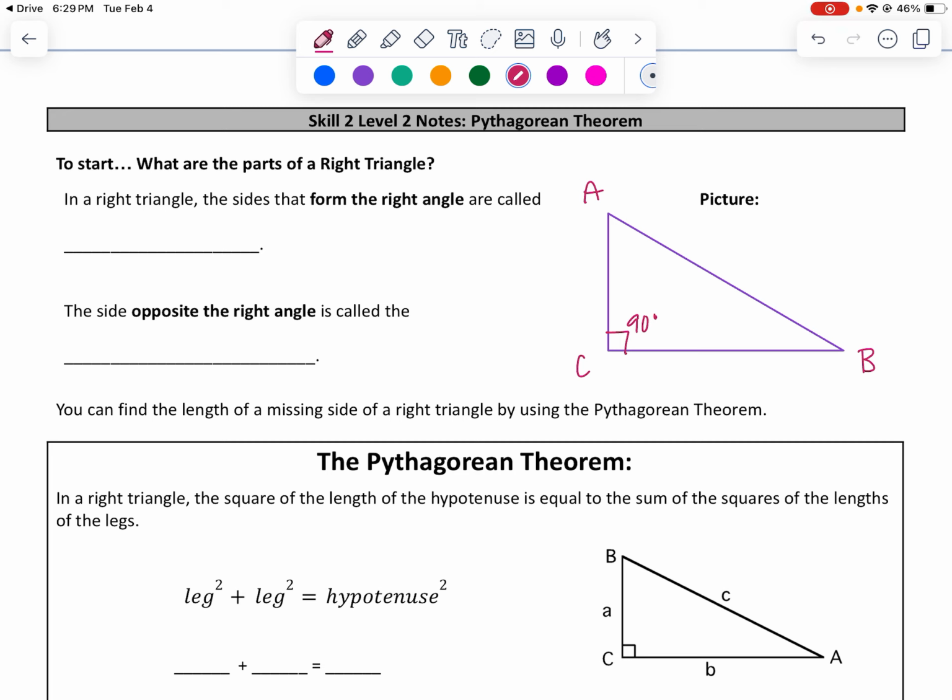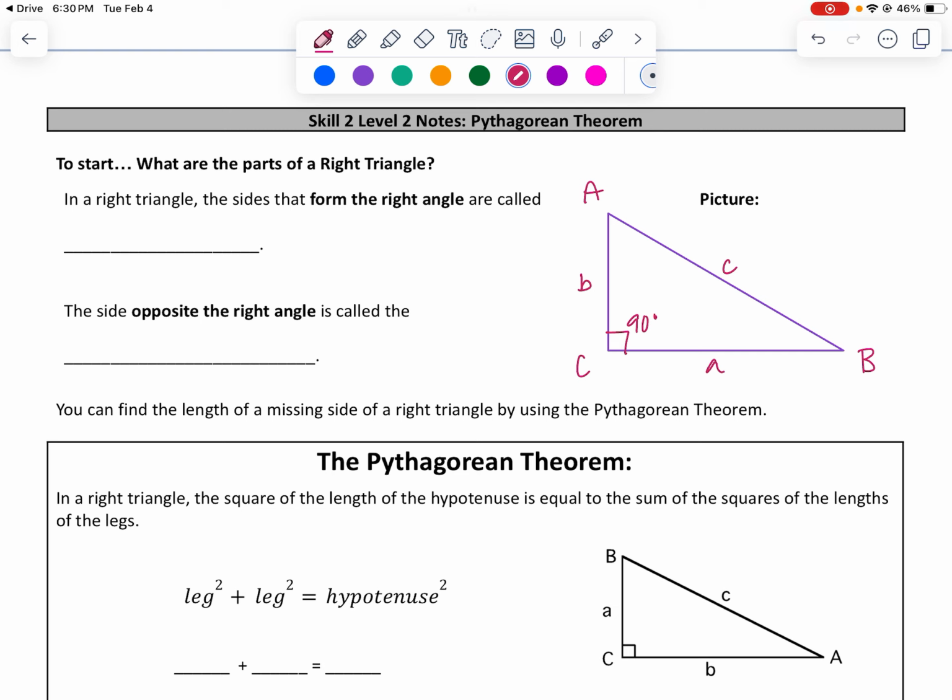One rule of thumb is that across from angle A is going to be side A, so it's going to be little a. Same exact thing with angle B, across from it is little b. And same with C, my 90-degree angle, across from angle C is going to be little c.